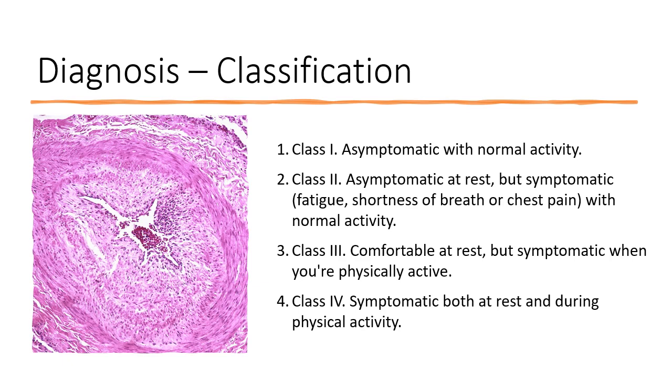Class 1 is asymptomatic with normal activity. Class 2 is asymptomatic at rest but symptomatic with fatigue, shortness of breath, or chest pain with normal activity. Class 3, comfortable at rest but symptomatic when physically active. Class 4, symptomatic both at rest and during physical activity.